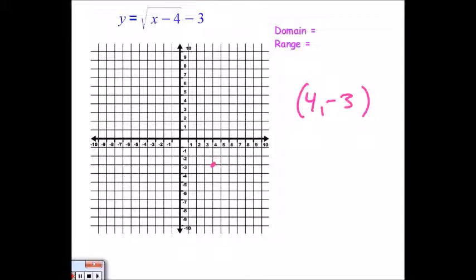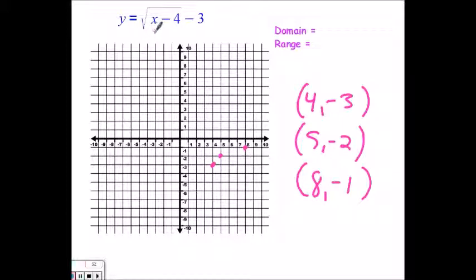Okay, next I want this to be equal to 1. Well, 5 minus 4 equals 1. The square root of 1 is 1. 1 minus 3 is negative 2. So I'm going to graph 5, negative 2. Next, I want this to be equal to 4. Well, 8 minus 4 is 4. So we can have the square root of 4 is 2. Minus 3 is negative 1. So we graph 8, negative 1. And the next thing I would want this to be equal to would be 9. Well, that would be 13.